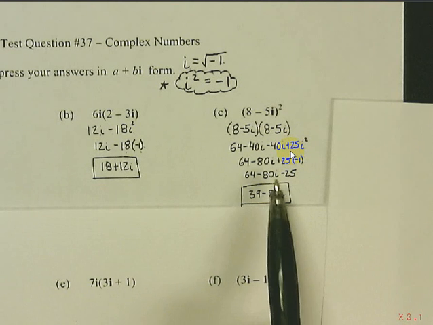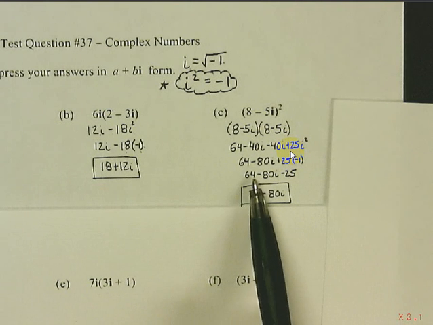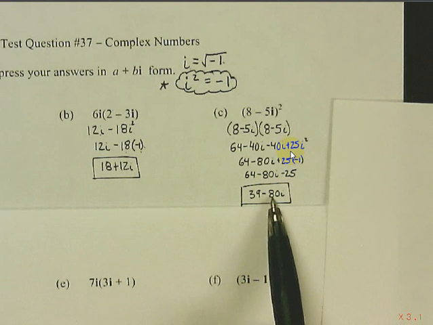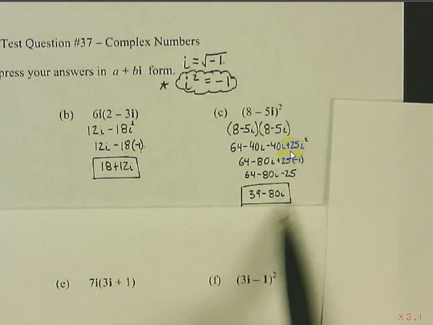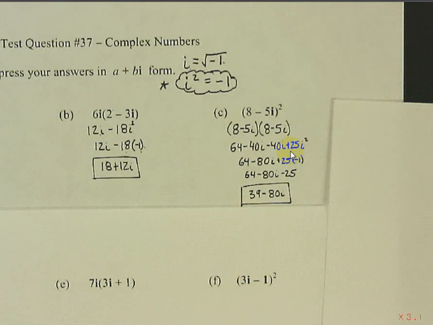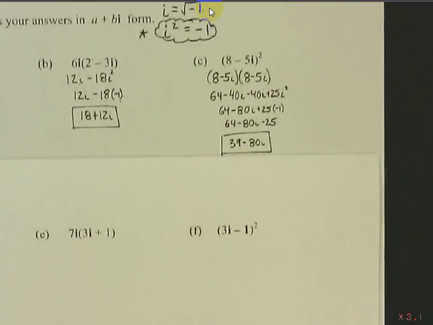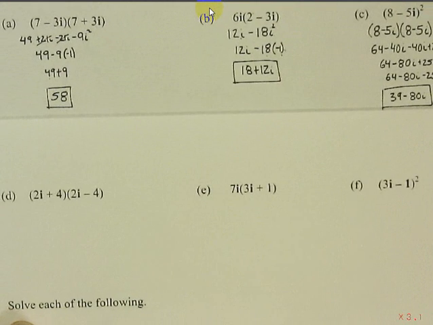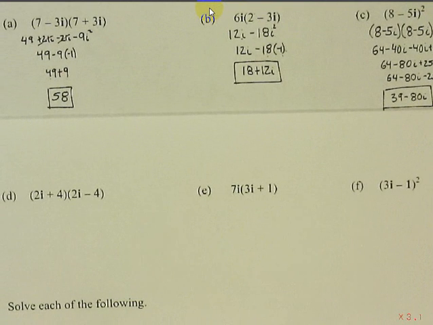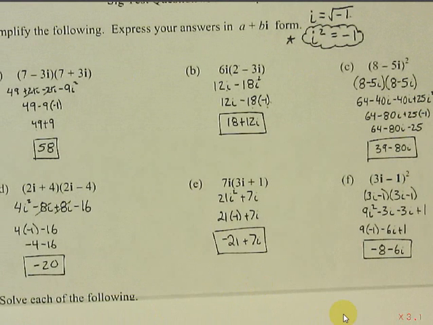And remember to combine your like terms. So 64 minus 25 does give us 39. And then we have the negative 80i from the inner terms. That's that. Okay, so I would pause your video and try these three problems. And check your solutions. And hopefully we did those right.